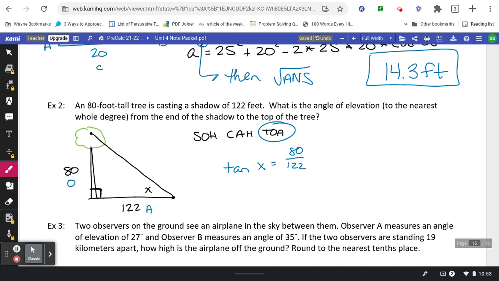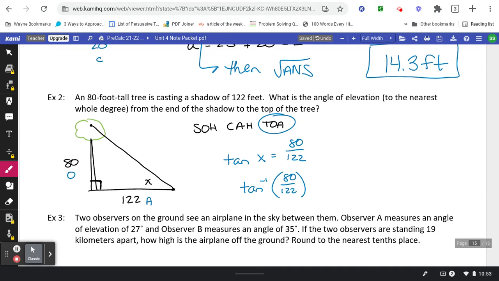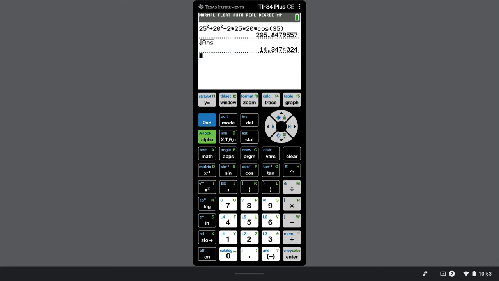Now, when you have tangent of x or sine of x or cosine of x, you have to get rid of the tangent in front of it by inverse tangenting. Inverse tangent of the 80 divided by 122. It's the only way to break this x off of the tangent. So into the calculator, you would do inverse tangent, so second tangent, 80 over 122. Practice typing it into the calculator. Make sure you know how it works. Make sure it's getting you the correct answer. 33 degrees.